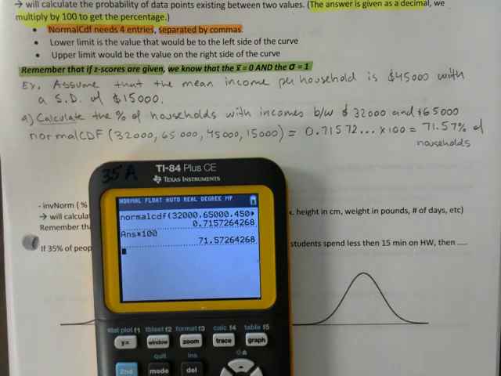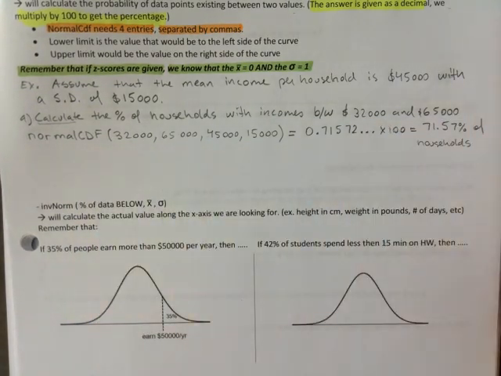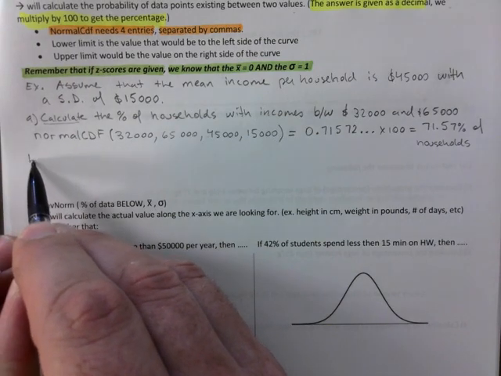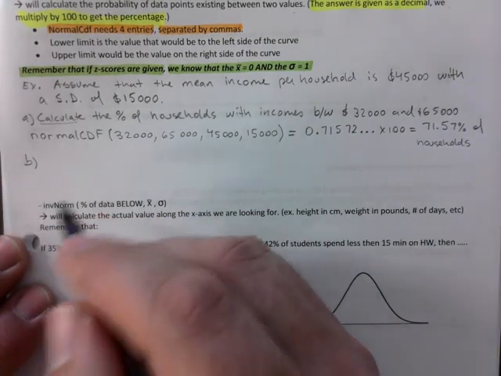There's a 71.57% chance that a household makes between those two incomes, based on the mean and the standard deviation. Okay, B, that's the only other question that I can fit in here.